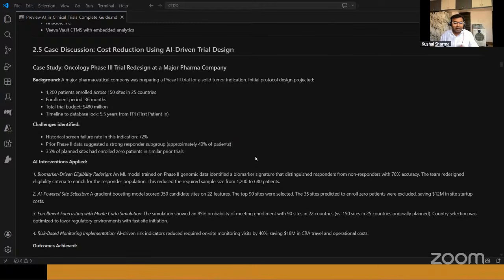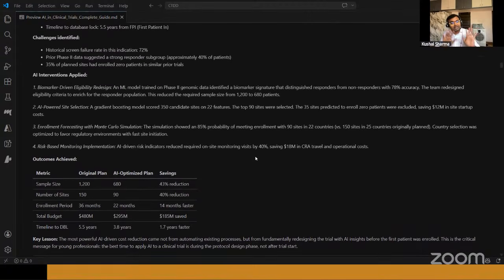So here you see biomarker-driven eligibility redesign. An ML model trained on phase 2 genomic data identified a biomarker signature that distinguished responders from non-responders with 78% accuracy. The team redesigned eligibility criteria to enrich for the responder population. This reduced the required sample size from 1200 to 680 patients.